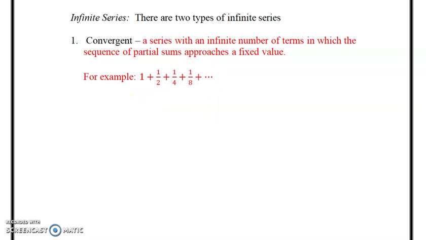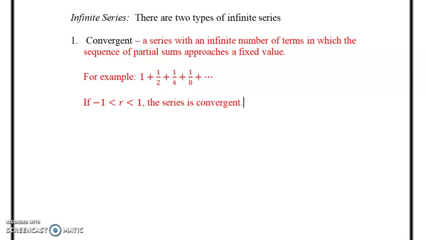All right. So for this, we say if -1 is less than r is less than 1, so basically between -1 and 1, the series is convergent. So it'll approach a fixed value.